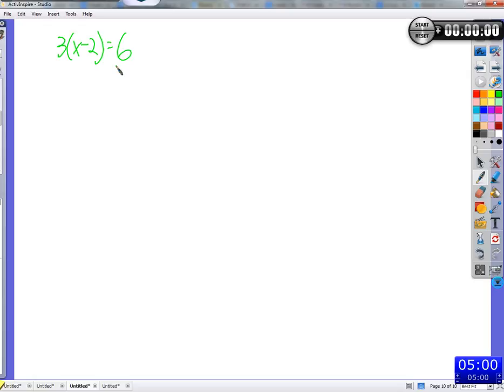Ashley? 3 times x. 3 times x? Anything else? And then took 3 times 1 plus 2. So you distributed? Plus 6 on both sides. And again, look, right? Same last two steps, really common.